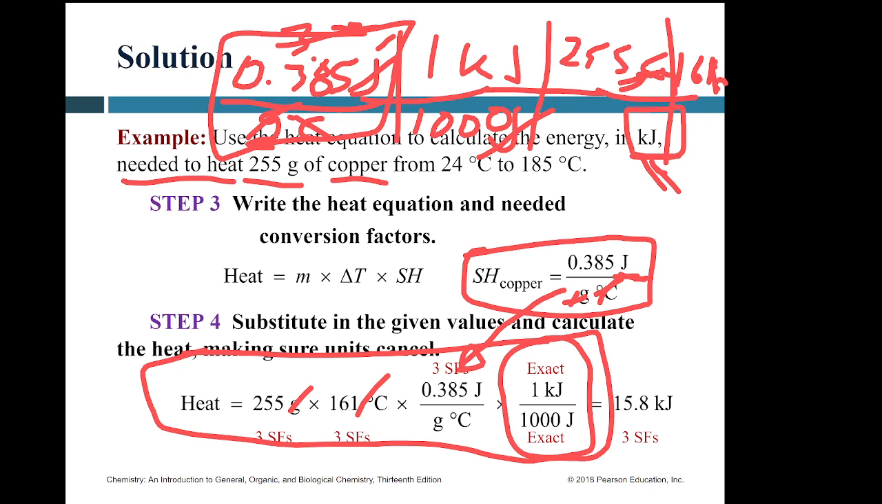Why is it 1 over 1,000? I get that they're the same, they equal the same, but how do you decide? Oh, it's canceling. It's literally because I needed to get rid of joules on the top here.